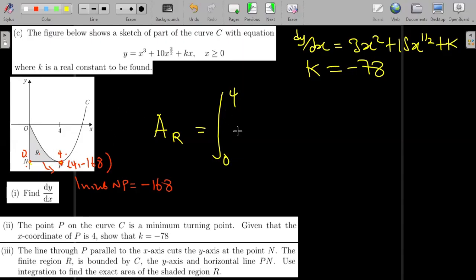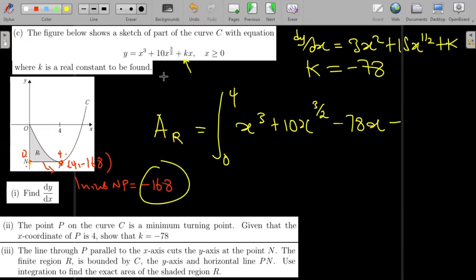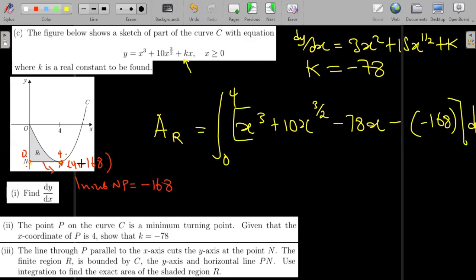This curve is given by x to the power 3 plus 10x^(3/2) plus the value of k, which was minus 78. So we can say minus 78x, so this one here has replaced this k. And then I have to subtract. Before I put the brackets, from this equation I have to subtract the horizontal line, which is just minus 168. Okay, so now I can put this in brackets and then I say dx. So that will be the area that is shaded there.